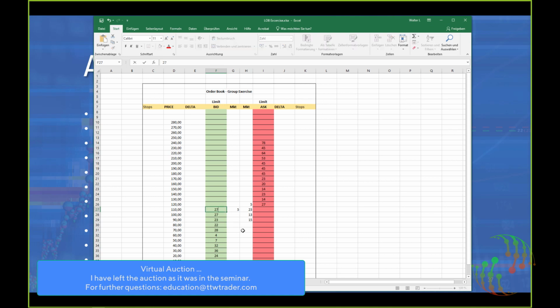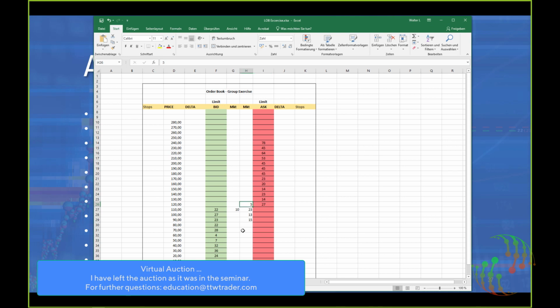So we still have 27 on the bid, and you got your 5 contracts back. Please count this and do the math by yourself. You sold 5 contracts at 110, and Tom again 5 at 110. That means we have reduced the queue here. There are only 22 buyers, and we still have 27 sellers at 120. So buy 27 at 120.